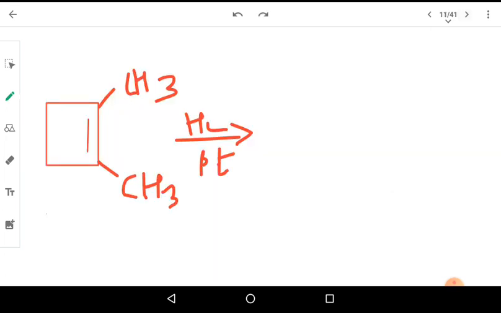So let us take another example here. What to do? We have to break this bond and we have to add hydrogen. Now that hydrogen can either be facing towards the observer, or another possibility is it can move away from the observer.